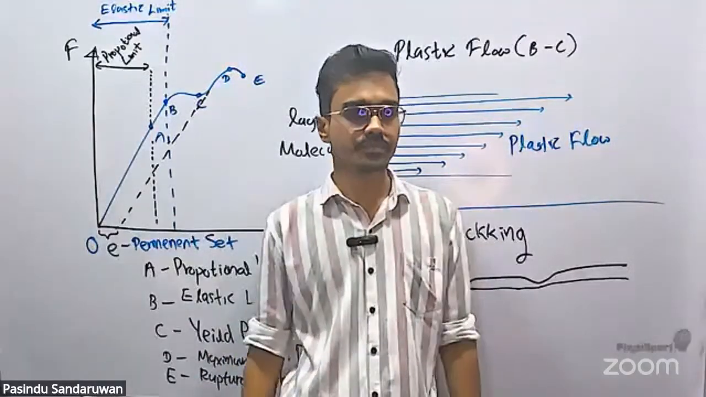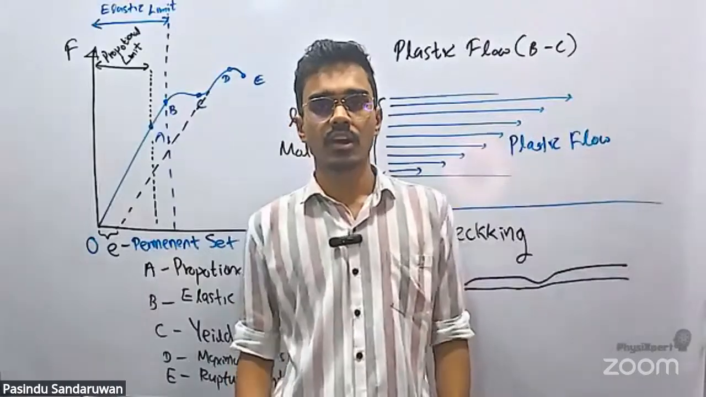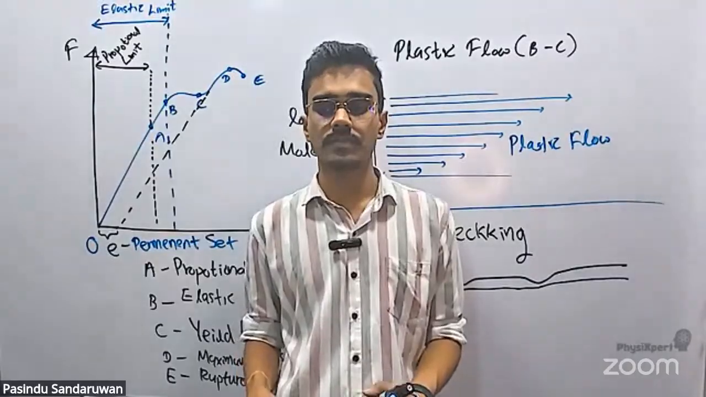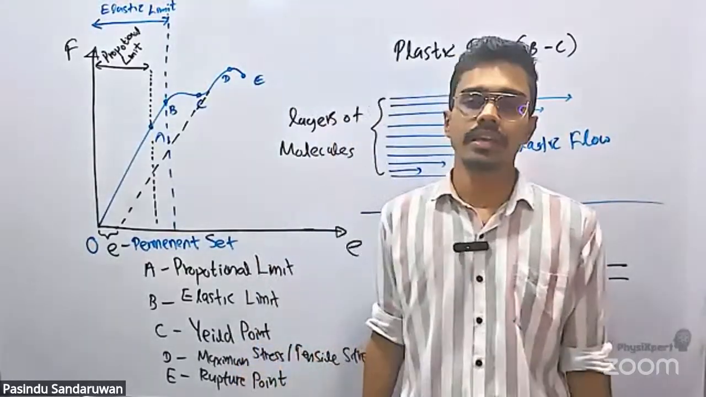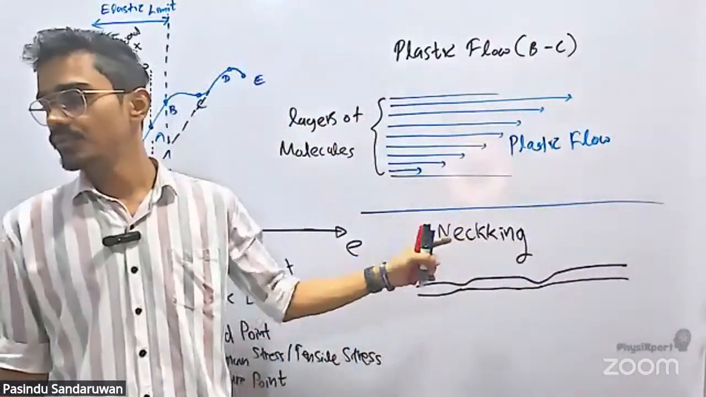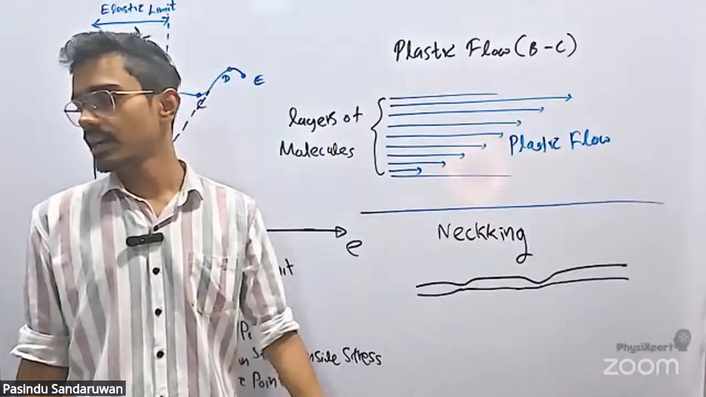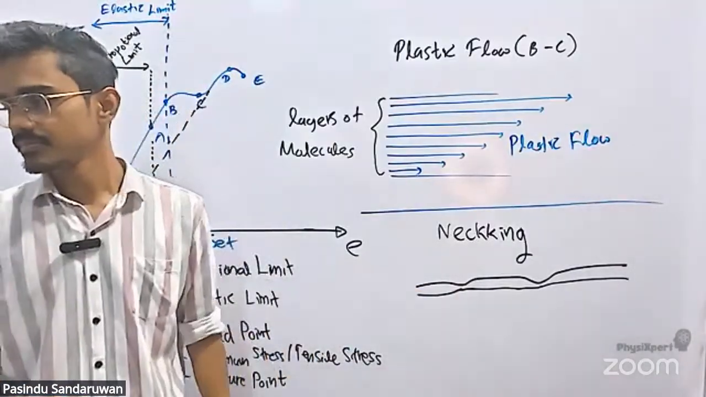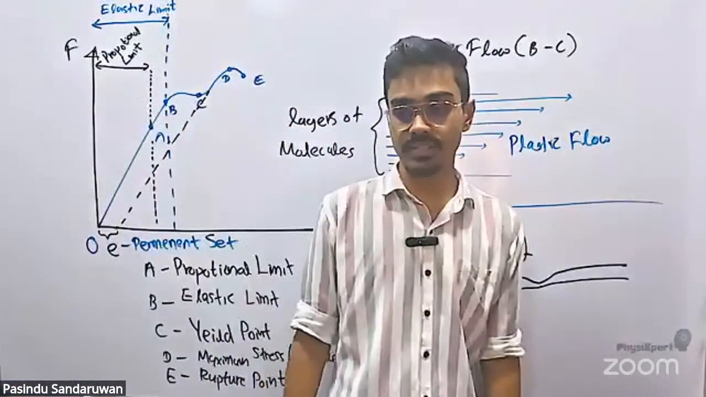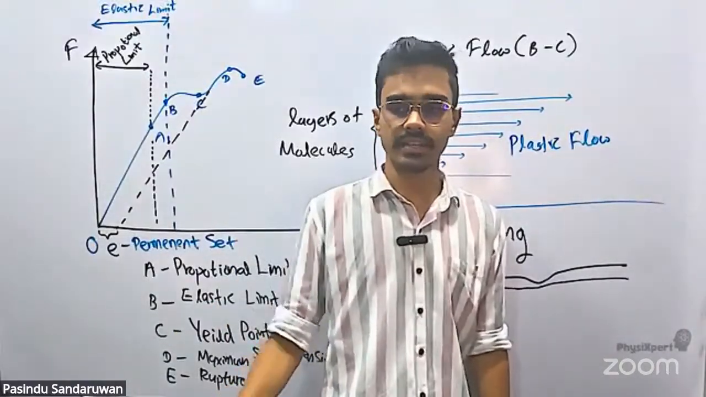Next point, therefore, object starts heating and necking, within brackets, getting thinner at random points.